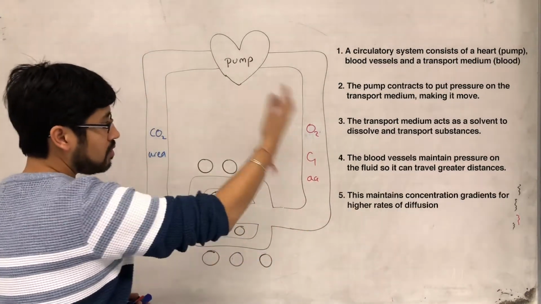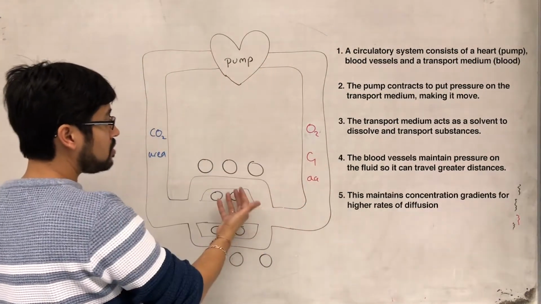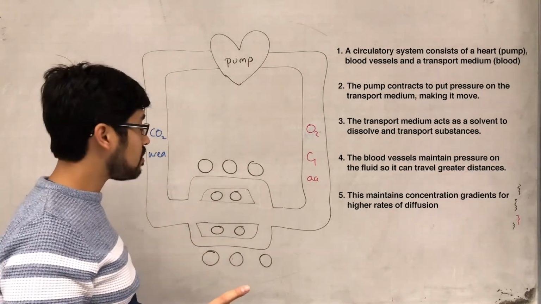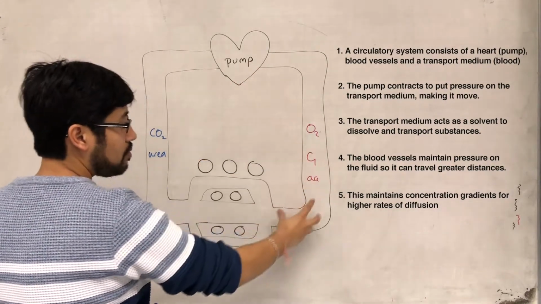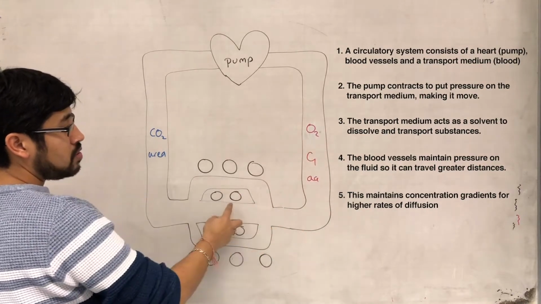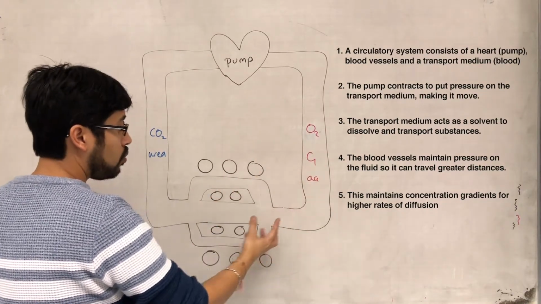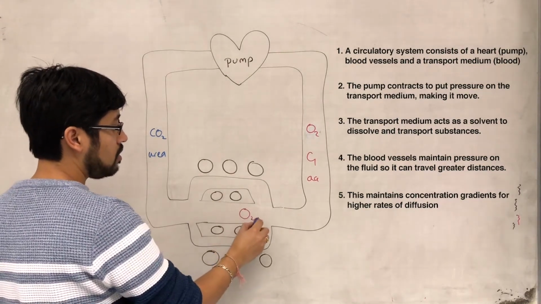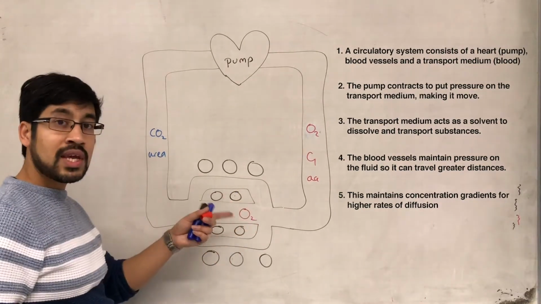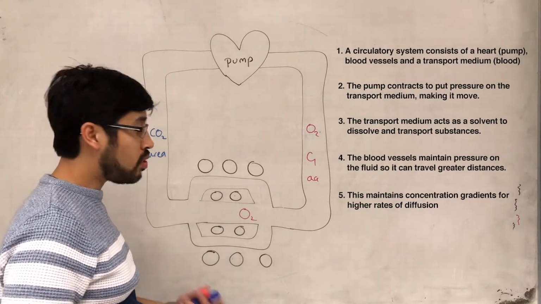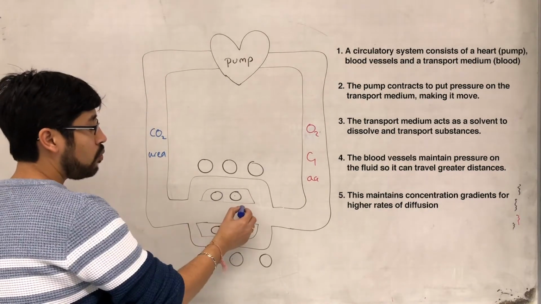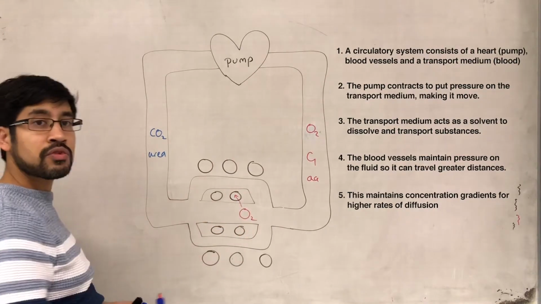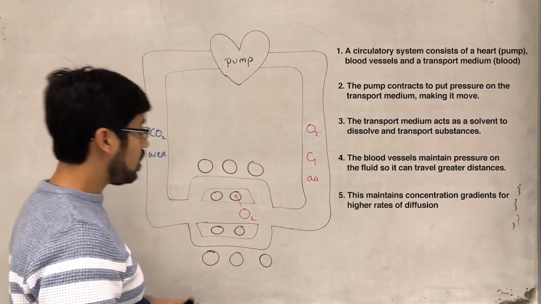Now, the reason why we're transporting things to cells and away from cells is to maintain concentration gradients. If we effectively supply oxygen to these cells, we will have a high concentration of oxygen out here and a low concentration of oxygen in the cells, obviously, because they're using the oxygen up. And therefore, we're going to get diffusion of oxygen from a high concentration to a low concentration in the cells.